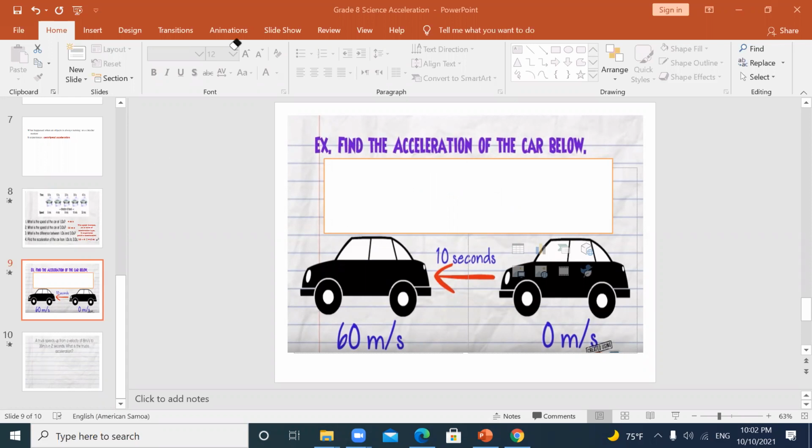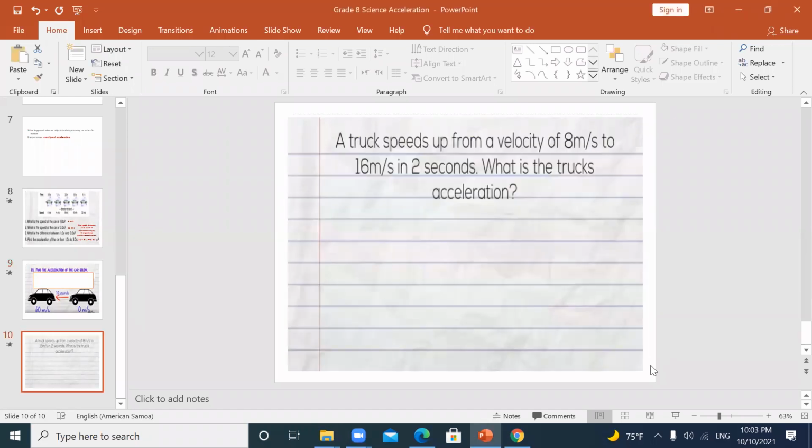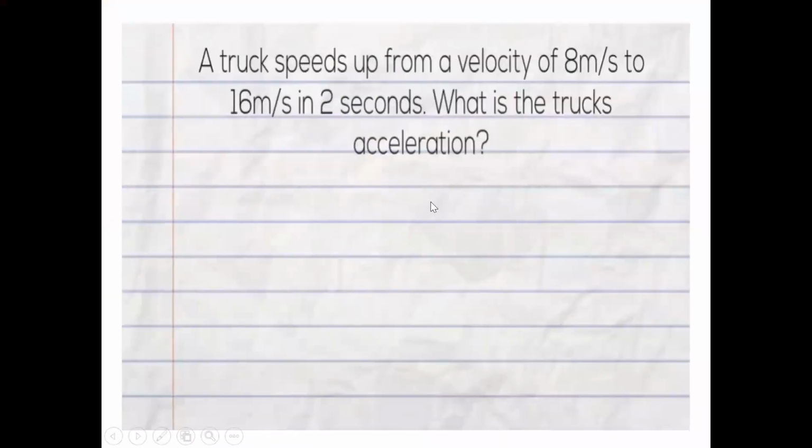Same for the next problem. A truck speeds up from a velocity of 8 meters per second to 16 meters per second. It takes 2 seconds to make this change or this positive acceleration. As you see, speed already increased from 8 meters per second to 16 meters per second, doubled, but in 2 seconds. So what is the truck's acceleration?